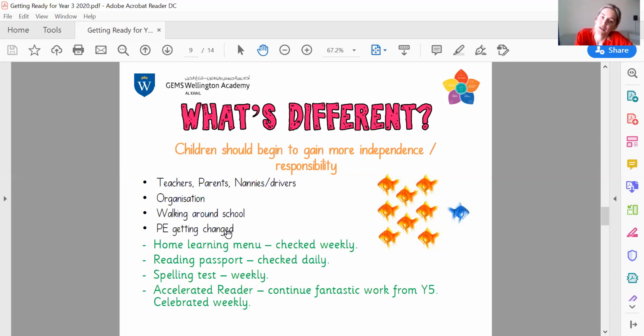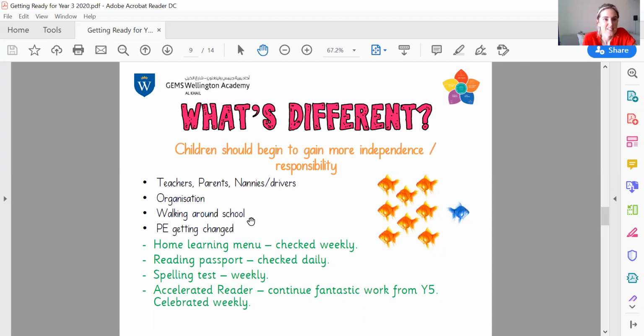PE, getting changed. So the children in Year 2 wear their PE kit into school on PE days. In Year 3, that doesn't happen. They wear their school uniform in and they get changed. It's a question that we always get every year, and we always defend the choice to have the children actually get changed for PE. And the reason for that is that actually getting changed for PE is part of physical education. And so although at the beginning of the year, yes, it does take quite a long time for the children to get changed, after a few weeks, they really get used to it.